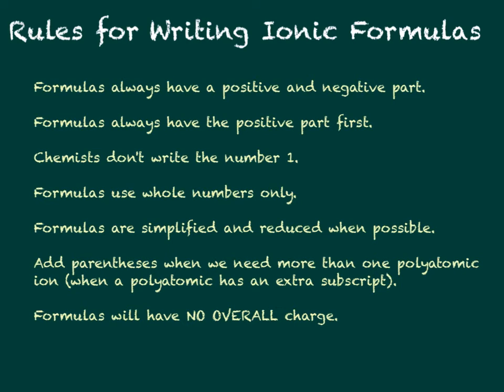Formulas always have a positive and a negative part, so we're going to take a cation and combine it with an anion to form an ionic compound. And we always write the cation, or the positive part, first. So cation first, anion follows. Chemists do not write the number 1. We understand that because the symbol is there, that automatically tells us that there is one of that atom. If there is more than one of the atom, then we'll add additional subscripts, so 2 and up.